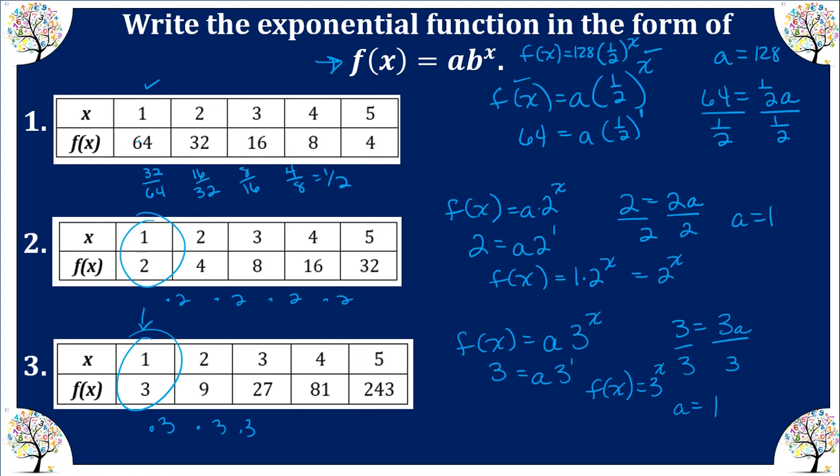So remember, find your B value to see what the multiplier is, and then choose one of the points to plug in for x and f of x, and then just do your algebra to find the A value and then put it together. I hope this helps.